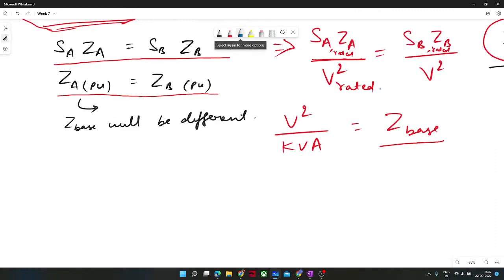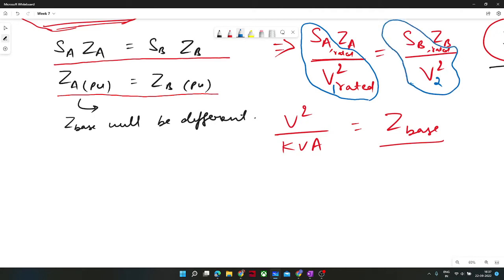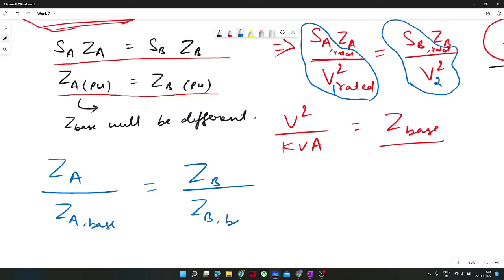The V1 rated will be for transformer A. Yes, transformer 1, that I was about to tell, but since you have told us here, if you consider it as V1 for this transformer A, and for V2, okay, so it will come out to be ZA divided by ZA base equal to ZB divided by ZB base, which will lead us to ZA per unit equal to ZB per unit.